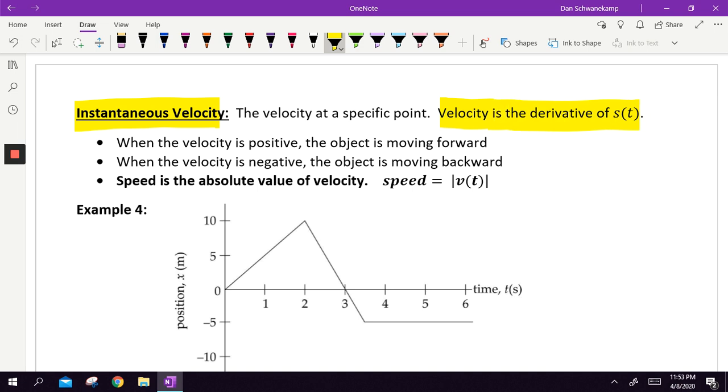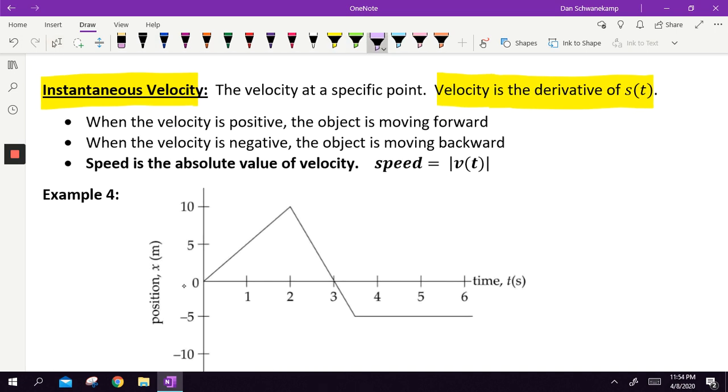Okay. I want to know the derivative. Sorry, this is a very important concept. When the velocity is positive, the object is moving forwards, okay? Or sometimes we might say to the right or up. All of those things mean the same. If you're moving forward, you're moving right, you're moving up, those all represent a positive velocity.